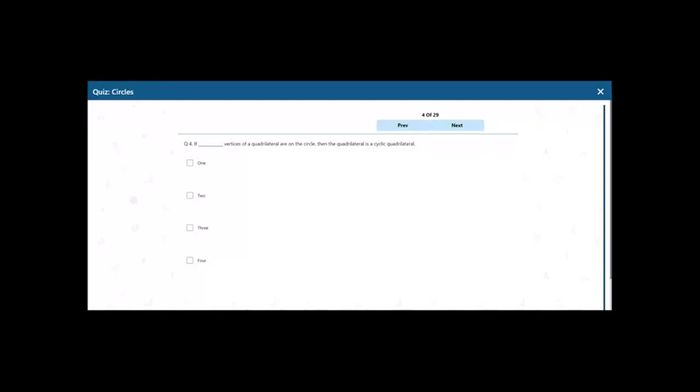Danaya, yes, ma'am. Please answer this question. If the dash vertices of a quadrilateral are on the circle, then the quadrilateral is... Option D, ma'am, 4. An easy question. Correct.